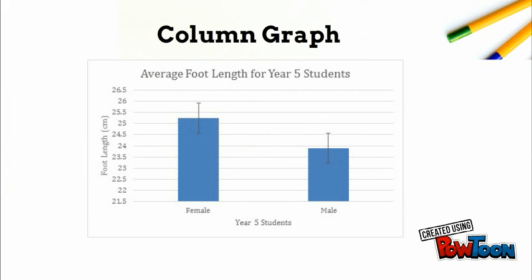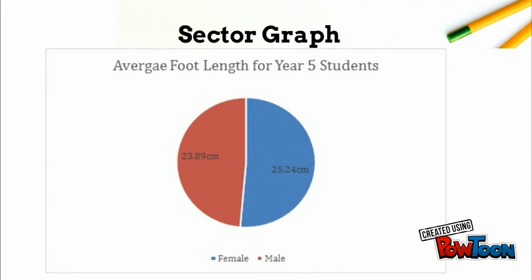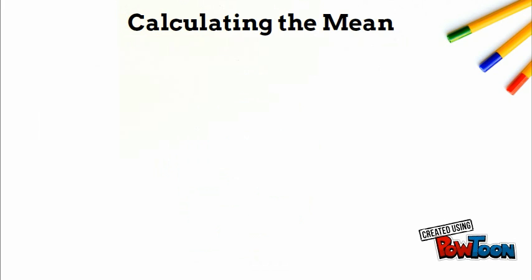As you can see in the column graph provided, the female mean foot length, or the average foot length, is larger than the male's. Error bars are present on the graph to show the amount of error present within the data. As you can see, the female data has a larger error bar, suggesting that the results are less accurate. This is a sector graph showing the mean foot length for Year 5 students. Compared to the column graph, the sector graph is not a very good representation of the data.